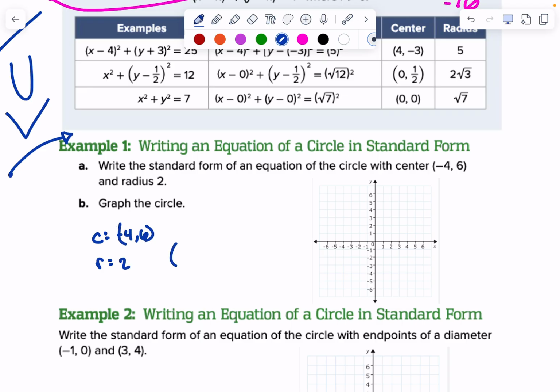Okay, I need to write my equation. So I've got a squared plus b squared equals the radius squared, right?